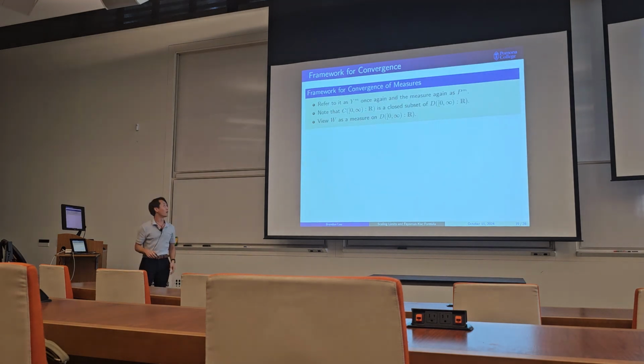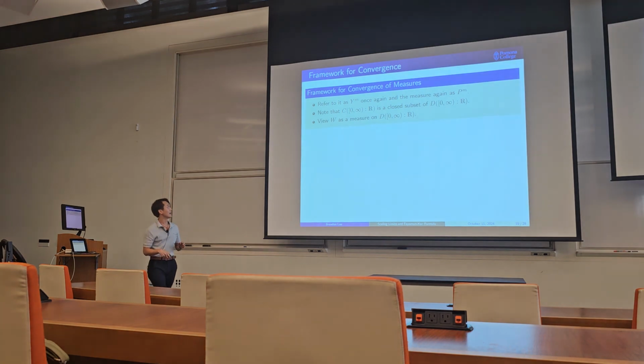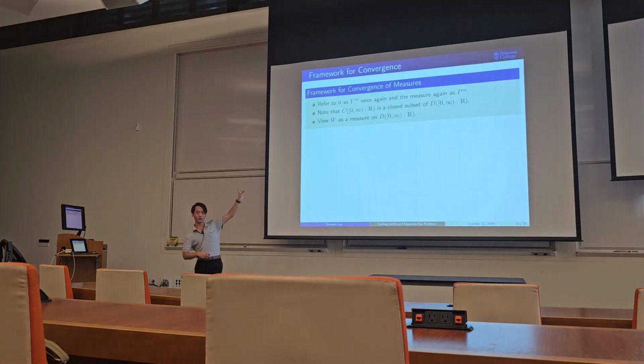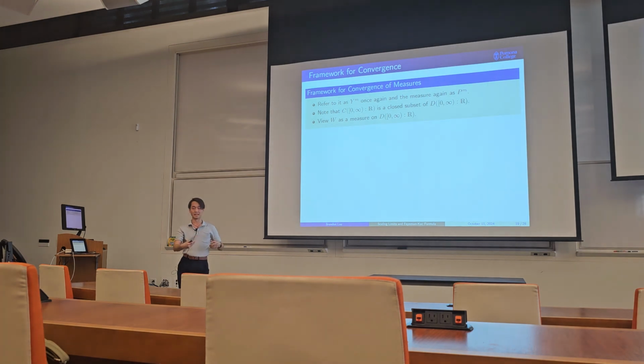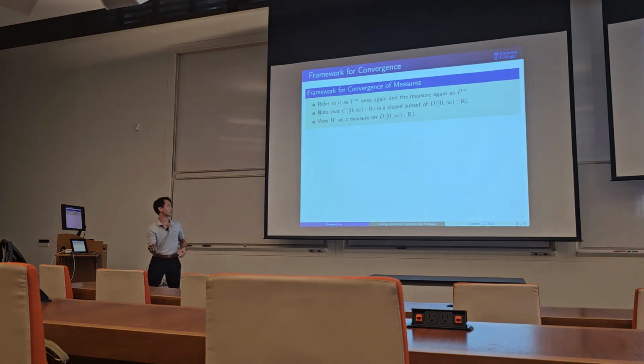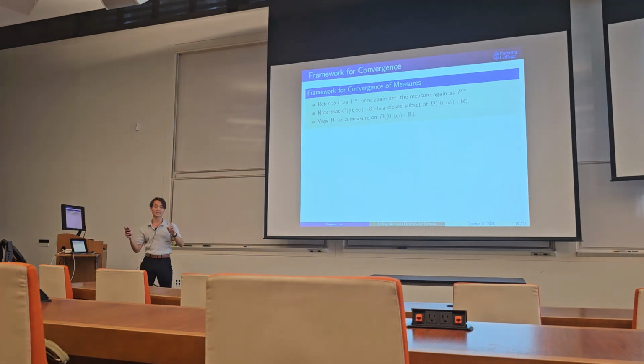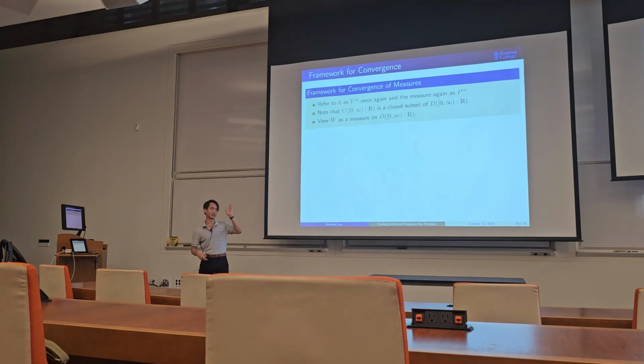Now we're going to refer to our y once again and our measure P. We also want to note that the continuous space from 0 to infinity to R is a closed subset of D from 0 to infinity to R. And we're going to view W as the measure on the Skorokhod space, the càdlàg functions.